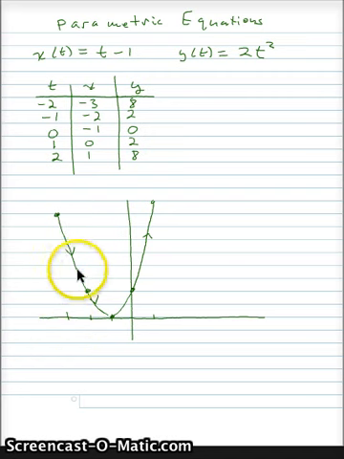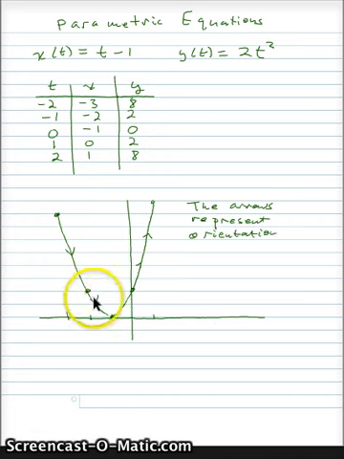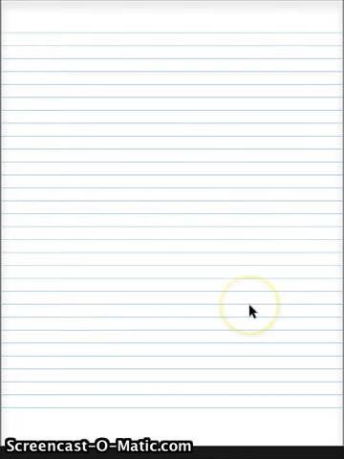As t increases, the graph goes from left to right. So I put little arrows on there to represent the orientation. Any parametric curve is going to have an orientation. As t increases, which way is the graph growing? Here is negative 3, 8 when t is negative 2. Here is negative 2, 2. Here is negative 1, 0. Here is 0, 2, etc. As I'm writing on my sheet here, the arrows represent the orientation. As t is increasing, the graph is moving along this direction. So that's the orientation of our graph.